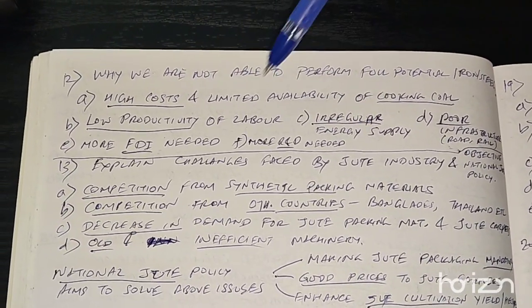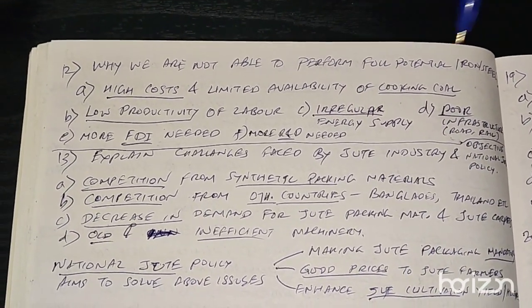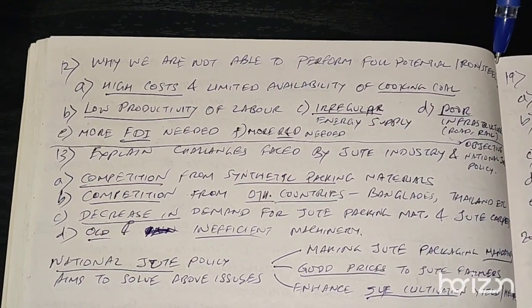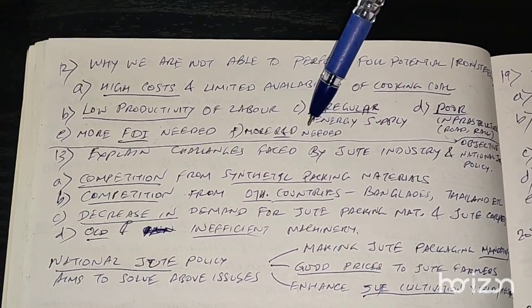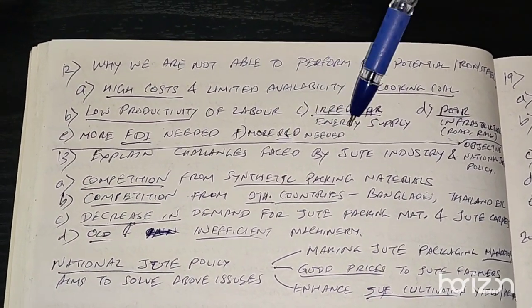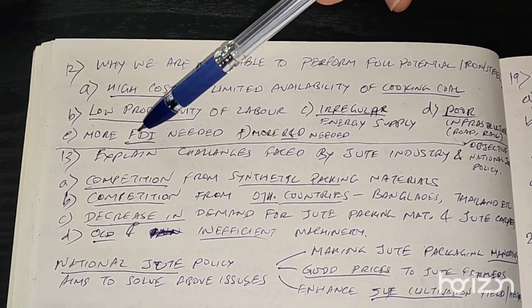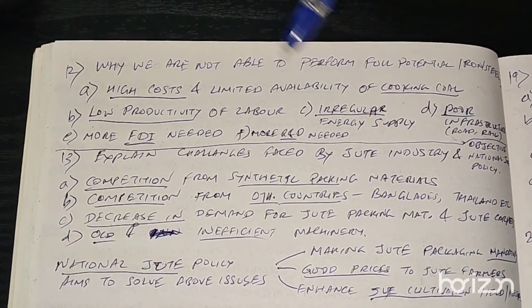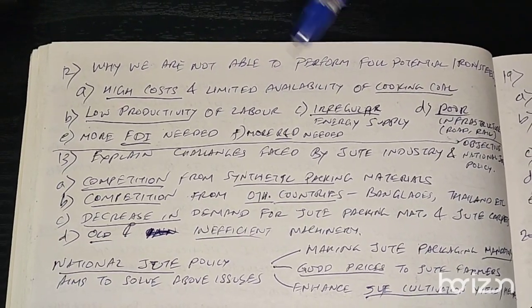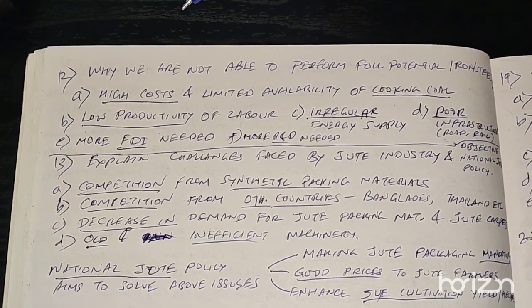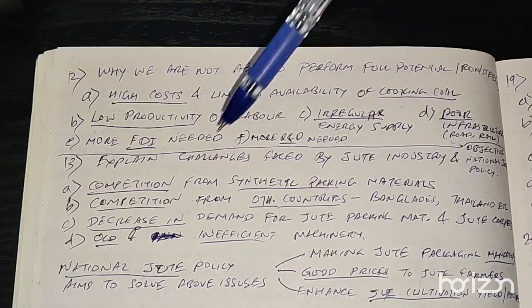Because of all these reasons, still we are not able to perform to our full potential in the iron and steel industry. R&D will help you create new technology to make the production of iron and steel better. Foreign direct investment will give you the necessary money so that you can do more R&D and better production processes. So these are the reasons.